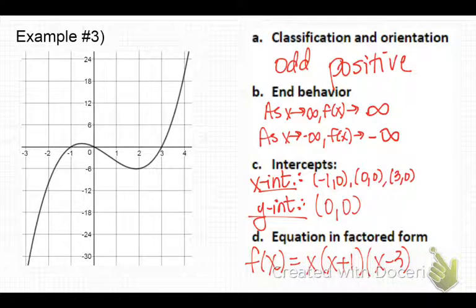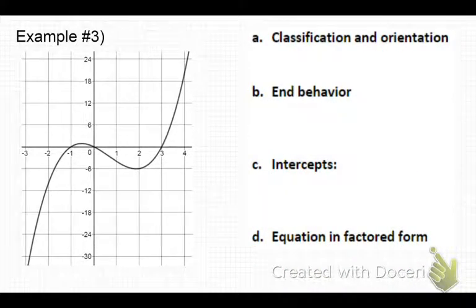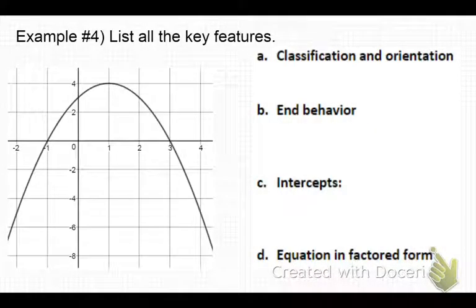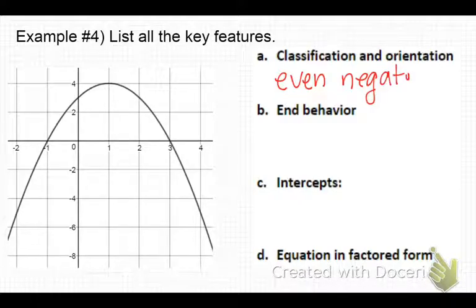Ready for number 4? What did you say? It's even and negative? Do we agree with Diego? For once? This is the first time he moved ahead and got it right. Okay, it is even and it is negative because it is facing down. I know it's even because both of the ends of the graph face in the same direction. I know it's negative because that direction is down.